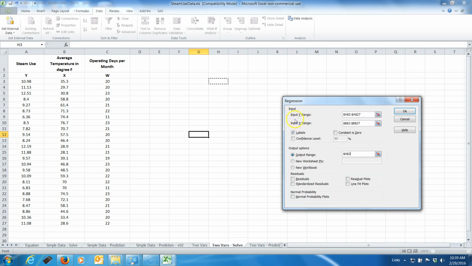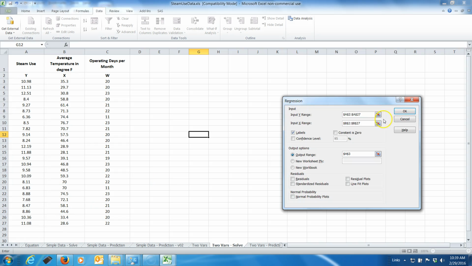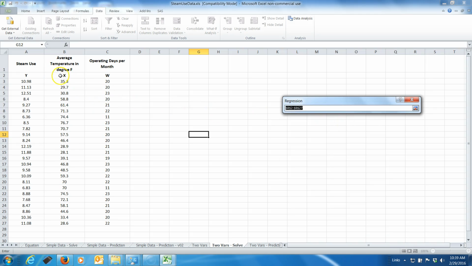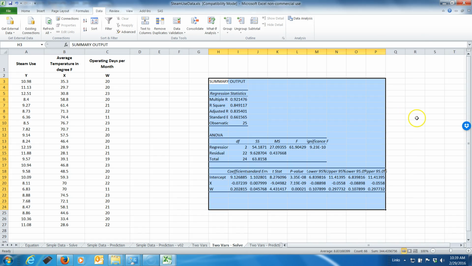Okay, now let's select our target variable. We want to predict the steam usage. So we come over here and we just select it, and we're done. And then we're going to come over here and get our input variables. Now, right now, it's just set to this one variable, but now we're going to expand it to two variables. And the labels are checked, and let's hit OK. And voila, there we go.